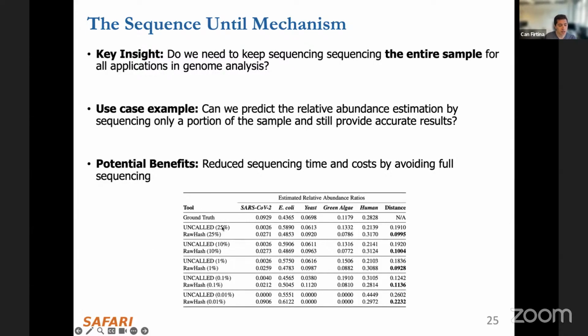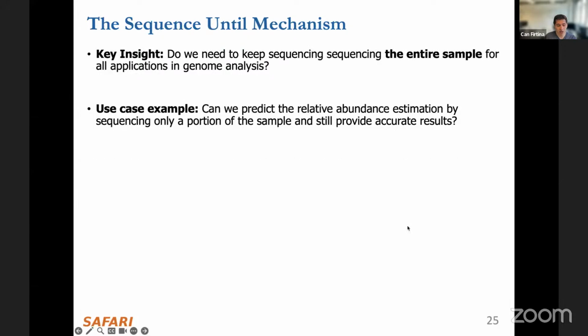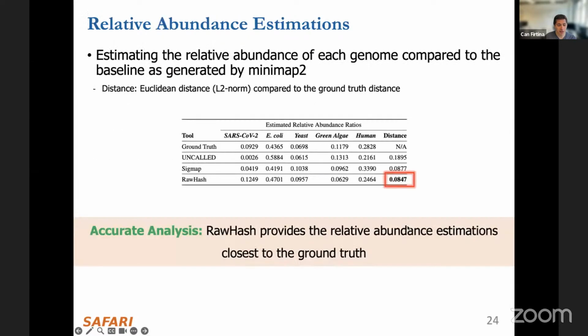So here we reduce these numbers from 25% to 0.01%, and what we did is that we generated the relative abundance estimations, and then calculated their distance again to the ground truth. And the goal is to check whether the distance that we're generating using a portion of data is the same distance that we generated using 100% of the sample, which we showed in our previous slide over here.